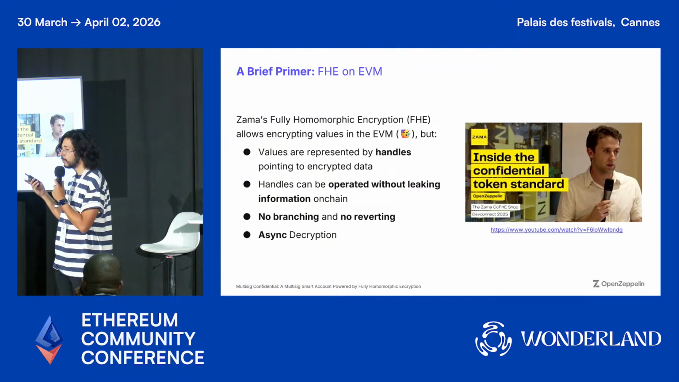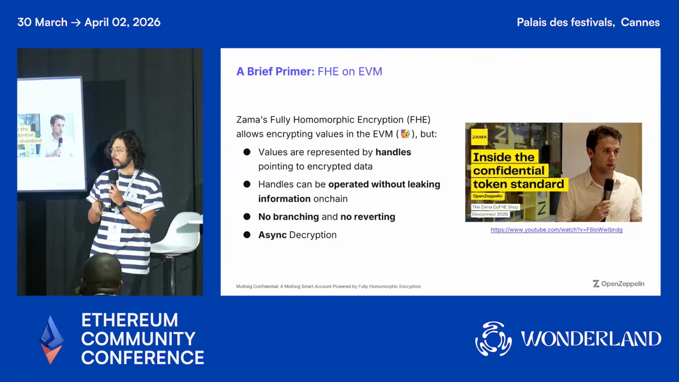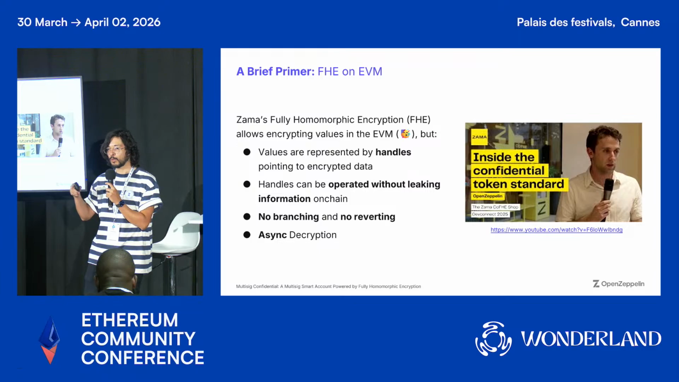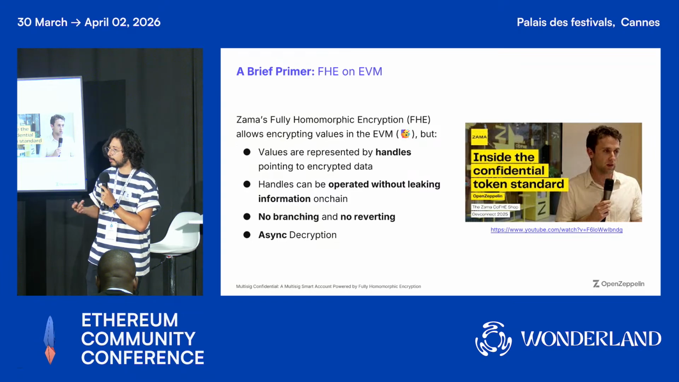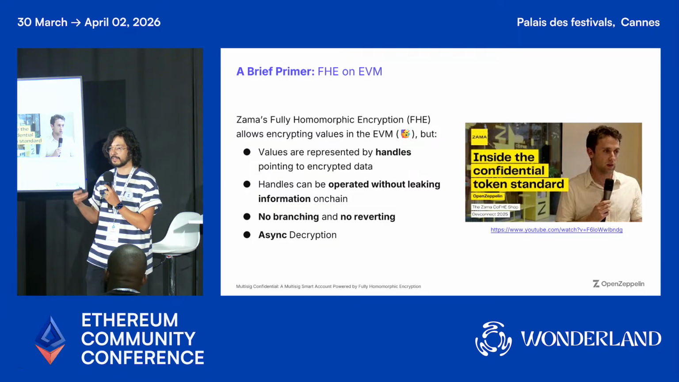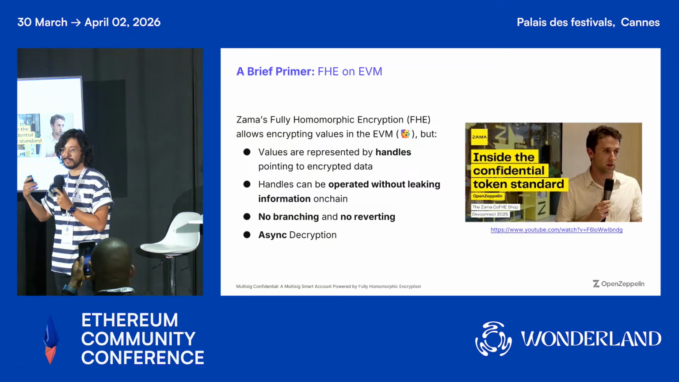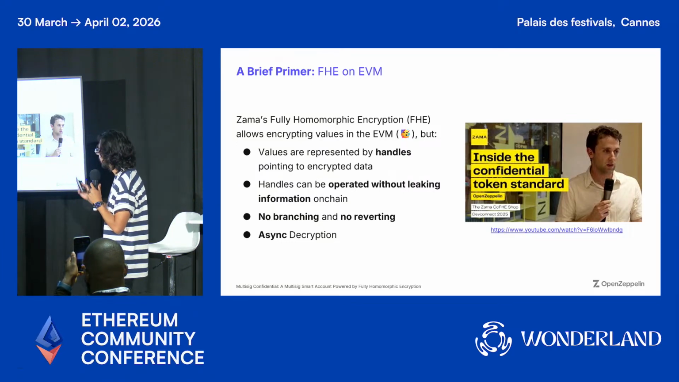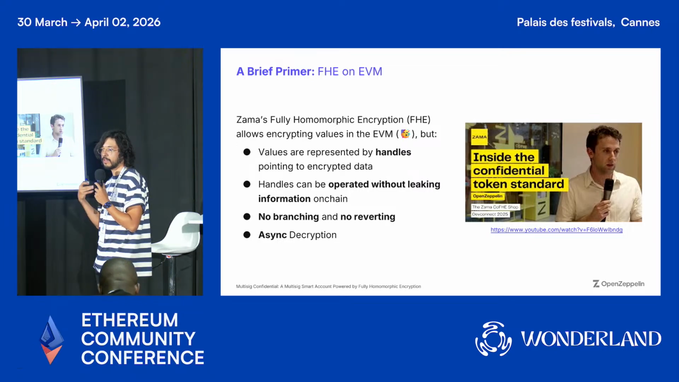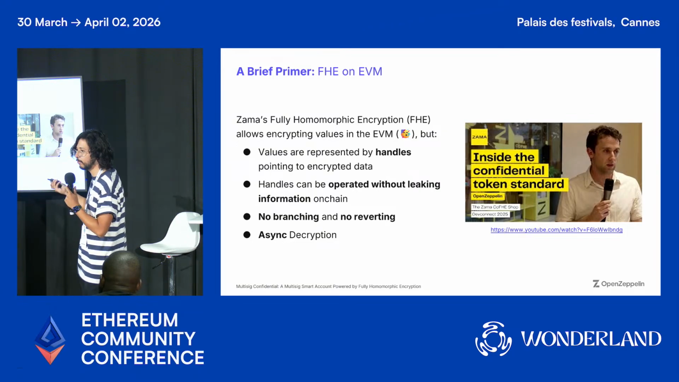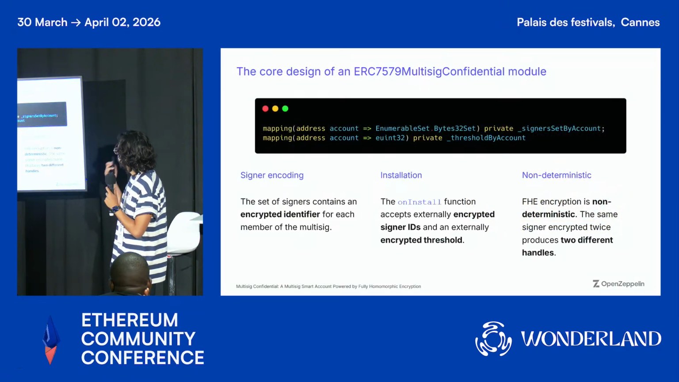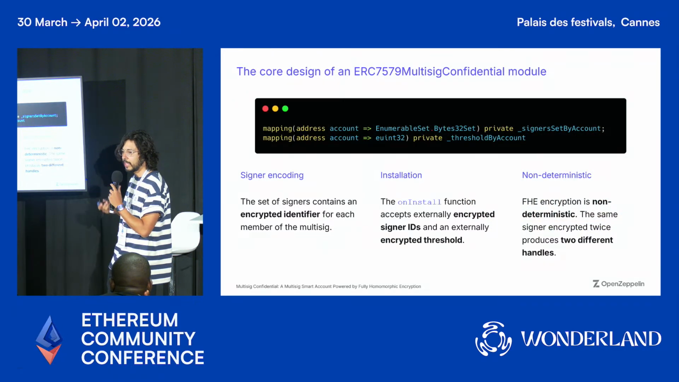Third thing is that there is no branching and no reverting. In a traditional multisig, for example, you need to revert if someone signed and is not an authorized signer, right? In this case, there is no such thing because reverting actually reveals information and it makes it an oracle, so you can query until you get a correct result, right? And finally, it requires asynchronous decryption, basically 2 steps, one in which you request decryption and the other in which you actually decrypt. So this doesn't really plug well into 4337, but it is one of the challenges that we faced and I think we kind of solved.